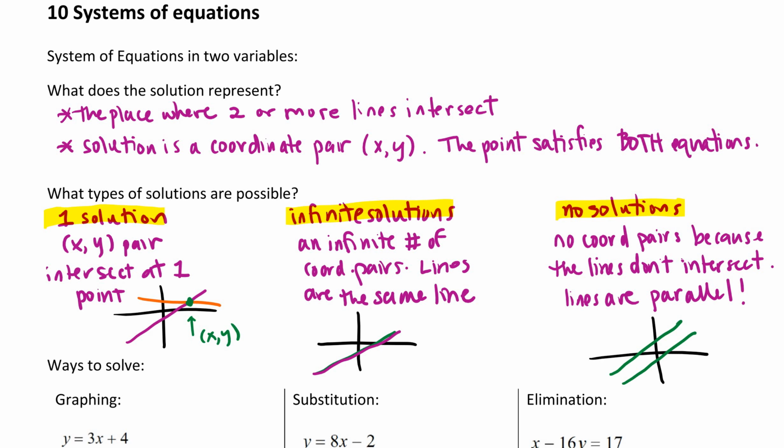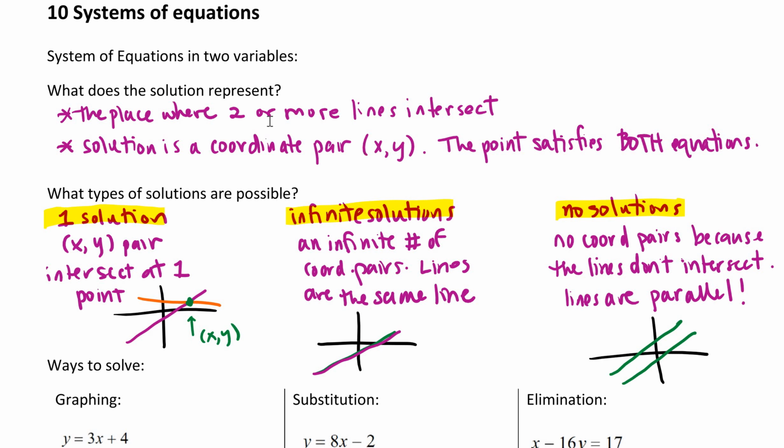And when you are asked to solve it, what you are finding is the place where two or more lines intersect. And the solution will be a coordinate pair, an xy pair, and the point will satisfy both equations. So in order to check your answer, you can plug your solution, your xy pair, into both equations, and if you get a true statement, then you have done it correctly.